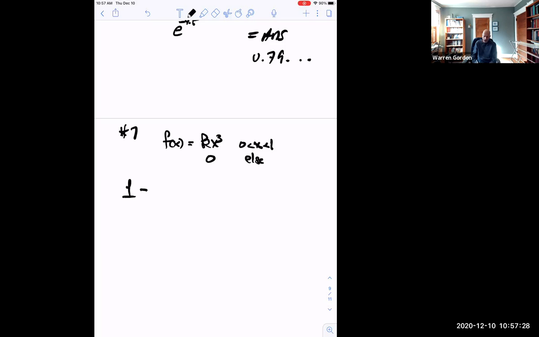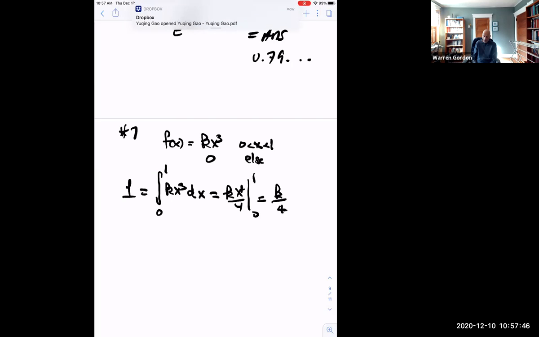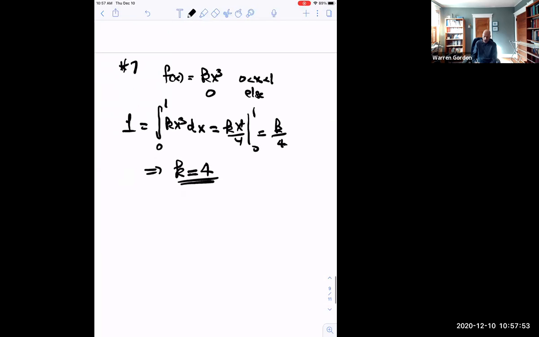Well, we know from the normalization condition, the total area under the curve from minus infinity to infinity, in this case from 0 to 1, must be 1. That gives me k over 4. That tells us k is equal to 4. So now we know f of x is equal to 4x cubed between 0 and 1, and everywhere else it's 0.